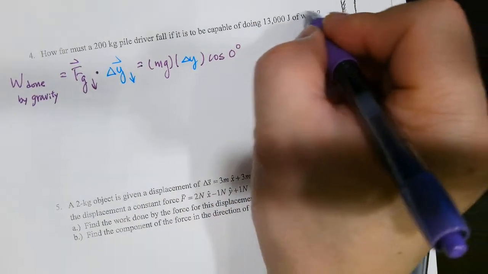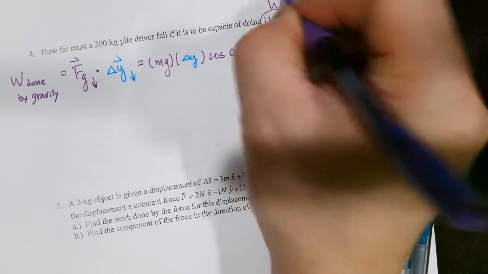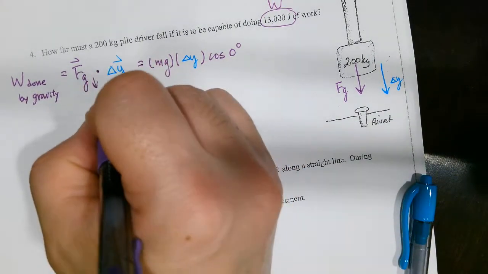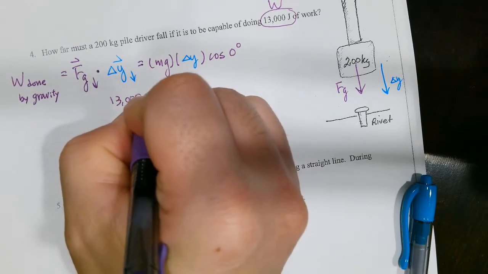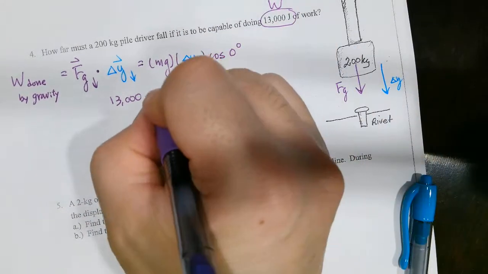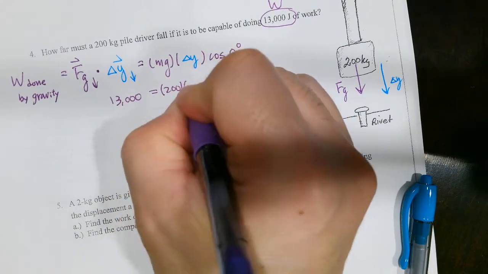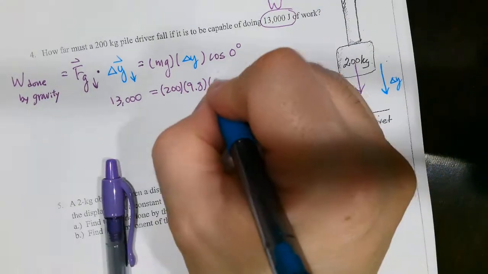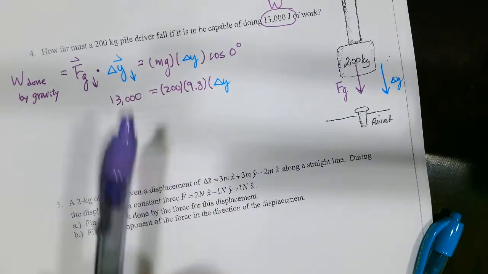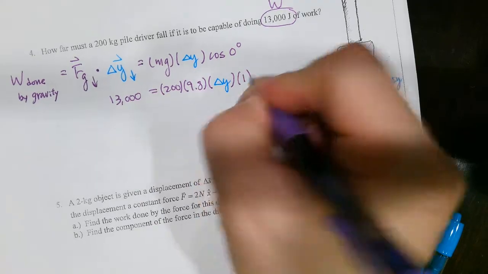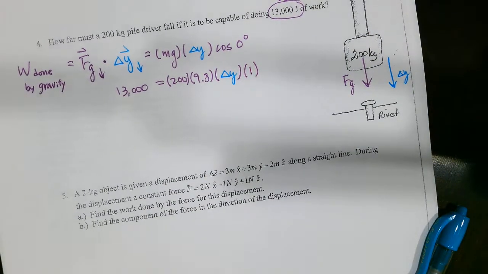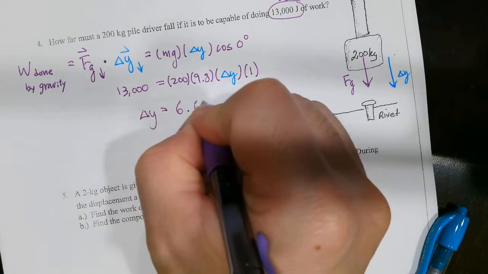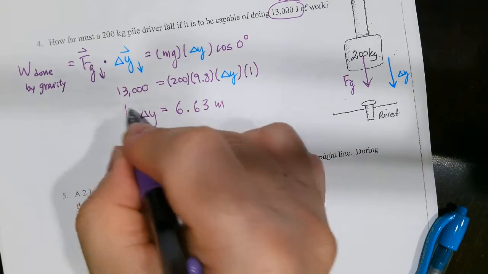So this here is work done, right? So we have 13,000 joules equal to 200 times 9.8 times delta y times 1. So delta y is equal to 6.63 meters.